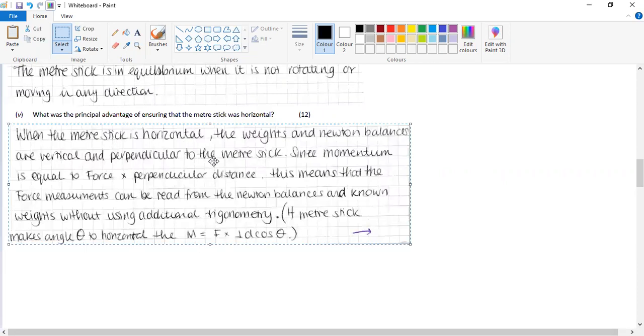When the meter stick is horizontal, the weights and Newton balances are vertical, i.e. up and down, and they're perpendicular to the meter stick. So they're exactly perpendicular, meaning there's exactly 90 degrees in between them.